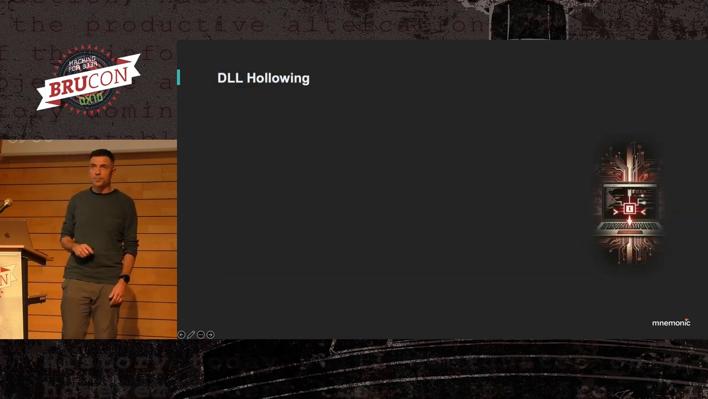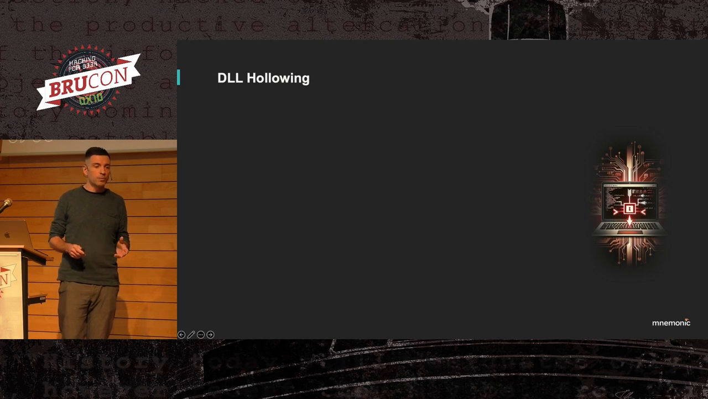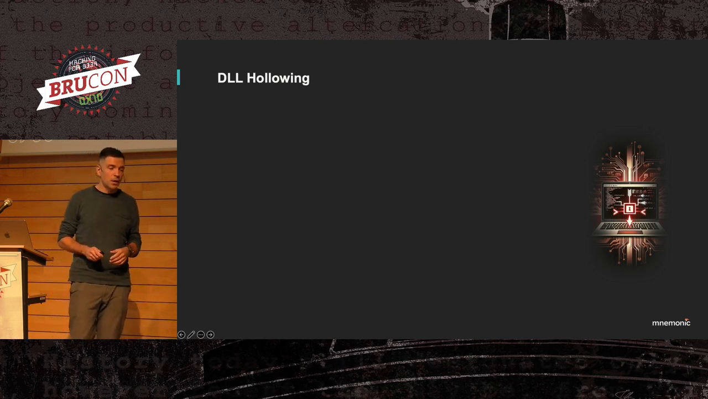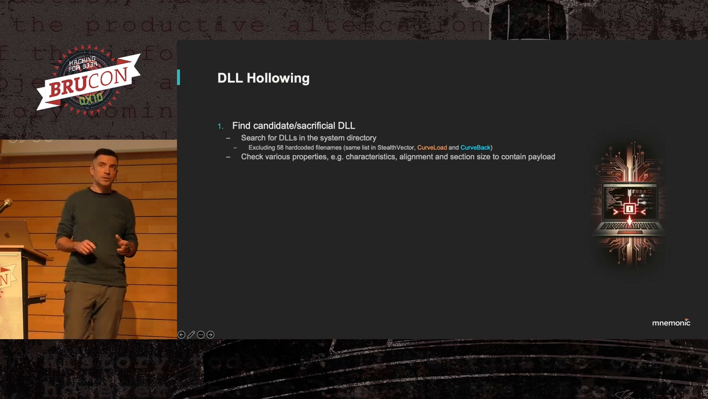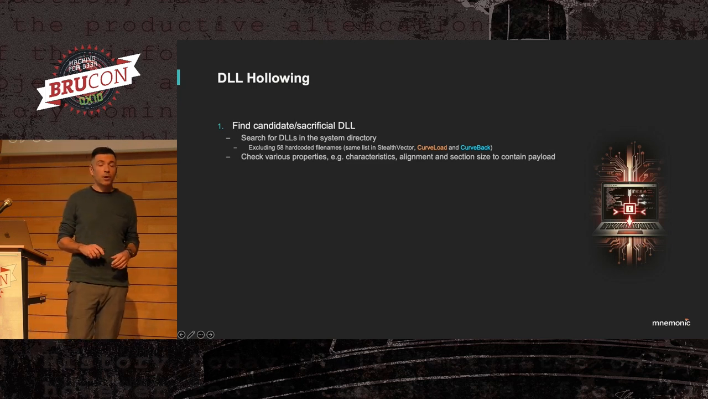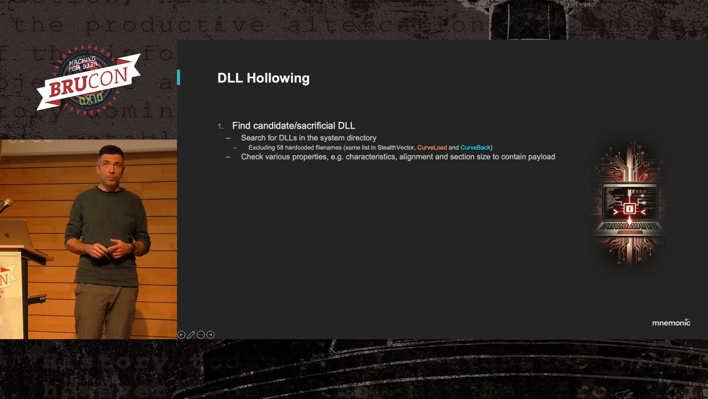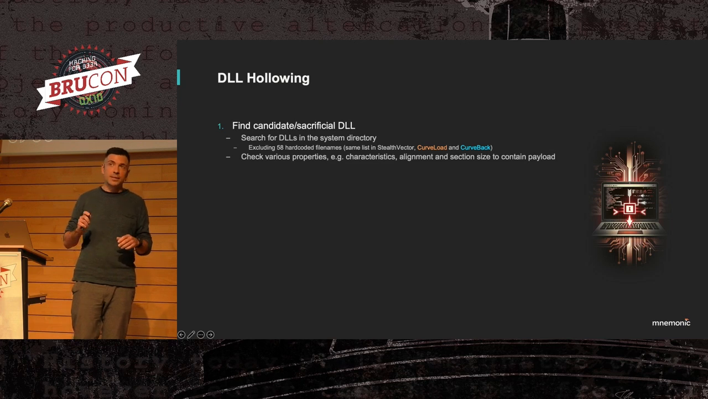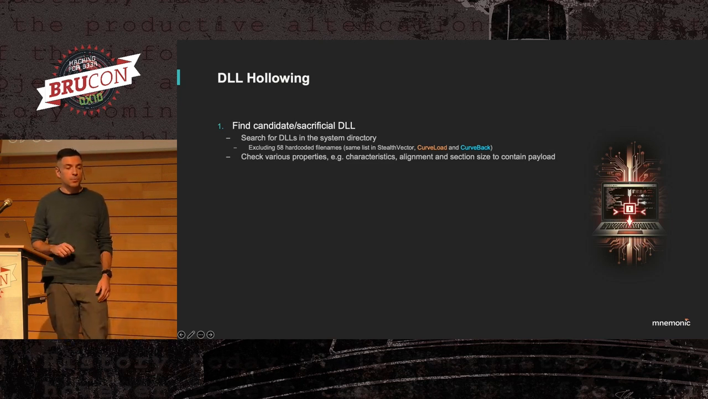And a bit about DLL hollowing, which is a technique to load additional code into a process memory. Usually not that interesting, but it is interesting because of two things. The first being that the exact same implementation is used both in CurveLoad and in CurveBack. And secondly, it has a few possible IOCs. It starts by finding a candidate or sacrificial DLL, and it does that by searching for DLLs in the system directory. It wants to find the DLL that is compatible with the actual payload, but there are a few DLLs that are excluded. There is a hard-coded list of 58 file names. And the list itself is identical in CurveLoad and in CurveBack, and even in StealthVector. And when I say it is identical, it is not only the same list, I mean it is verbatim identical: exactly the same list, in exactly the same order, and with the same case sensitivity as well.